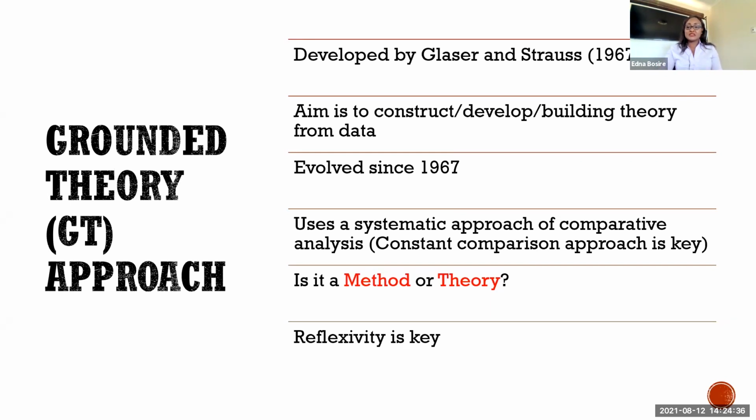But since 1967, the theory has evolved. I have really very limited time, so I won't talk about all the genealogy of the evolution of this theory, but we find that it has evolved. A lot of editions have taken place from the proponents themselves, Glaser and Strauss. Others have questioned the theory, have criticized the theory, have even built the theory further. So a lot of things have happened on this theory, and sometimes this is why there are confusions. Researchers sometimes tend not to understand, how do I even use this theory? Am I even doing the right thing?